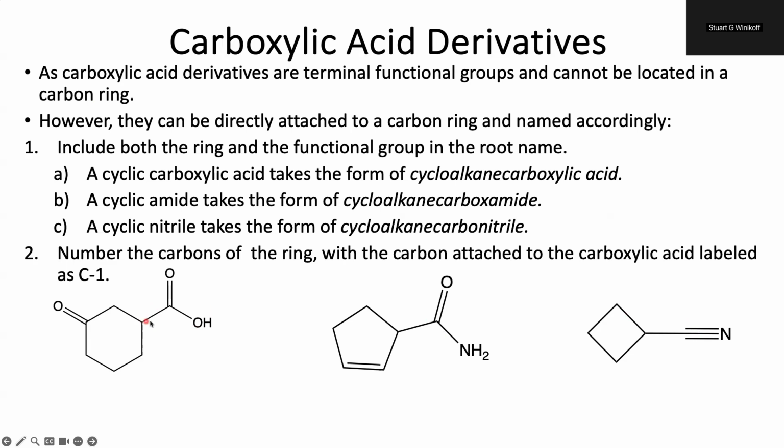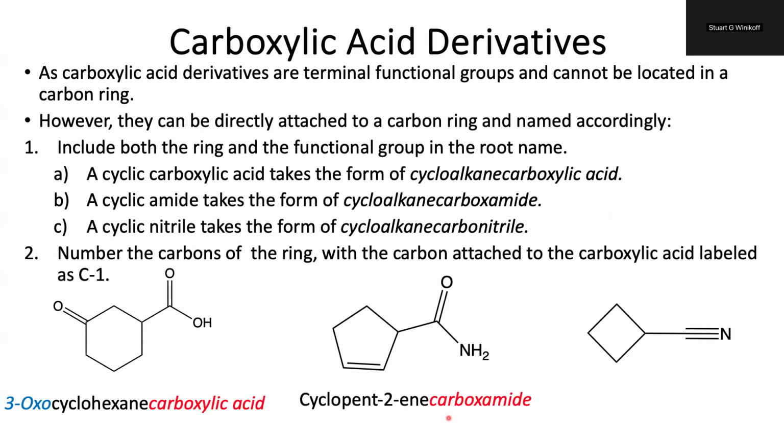So working through the name, I've got a cyclohexane carboxylic acid, and then I just go ahead and throw in that 3-oxo. Next case, this one gets a little bit fun because I have a cyclopentene carboxamide. So in this case, I have to add in that 2 to indicate the position of that alkene. Last case is comparatively simple. I have a cyclobutane carbonitrile. So again, when you work through the naming schemes, it's not quite as bad.